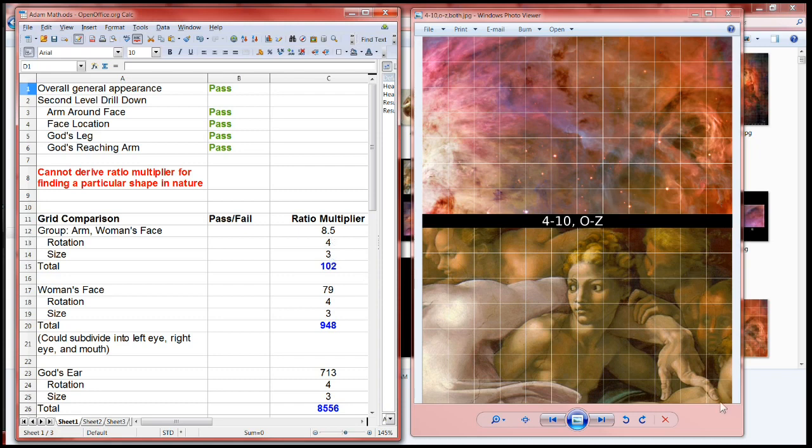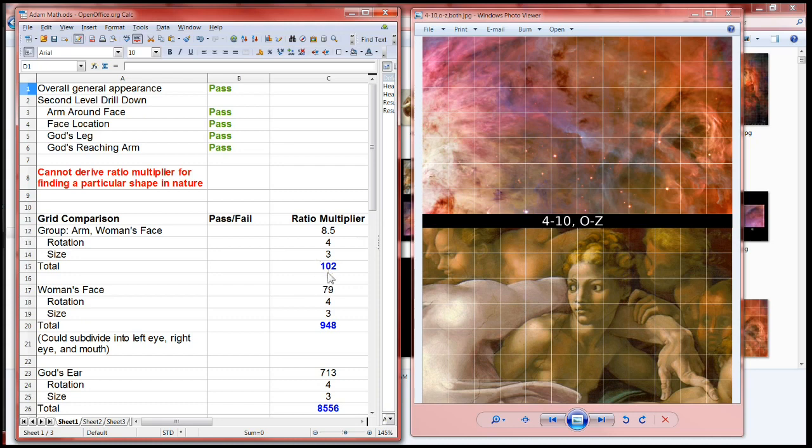Yes, it is, because we can see that the hand is in the same location. It starts at the same location, but even more than that, we can see that the woman's face is also located in the same 9 grids. We can count 1, 2, 3, 4, 5, 6 is where her face begins. We can go the other direction if we want to: 1, 2, 3, 4, 5 is where the right side starts. So the sizes are the same, so we end up with a ratio multiplier of 102.